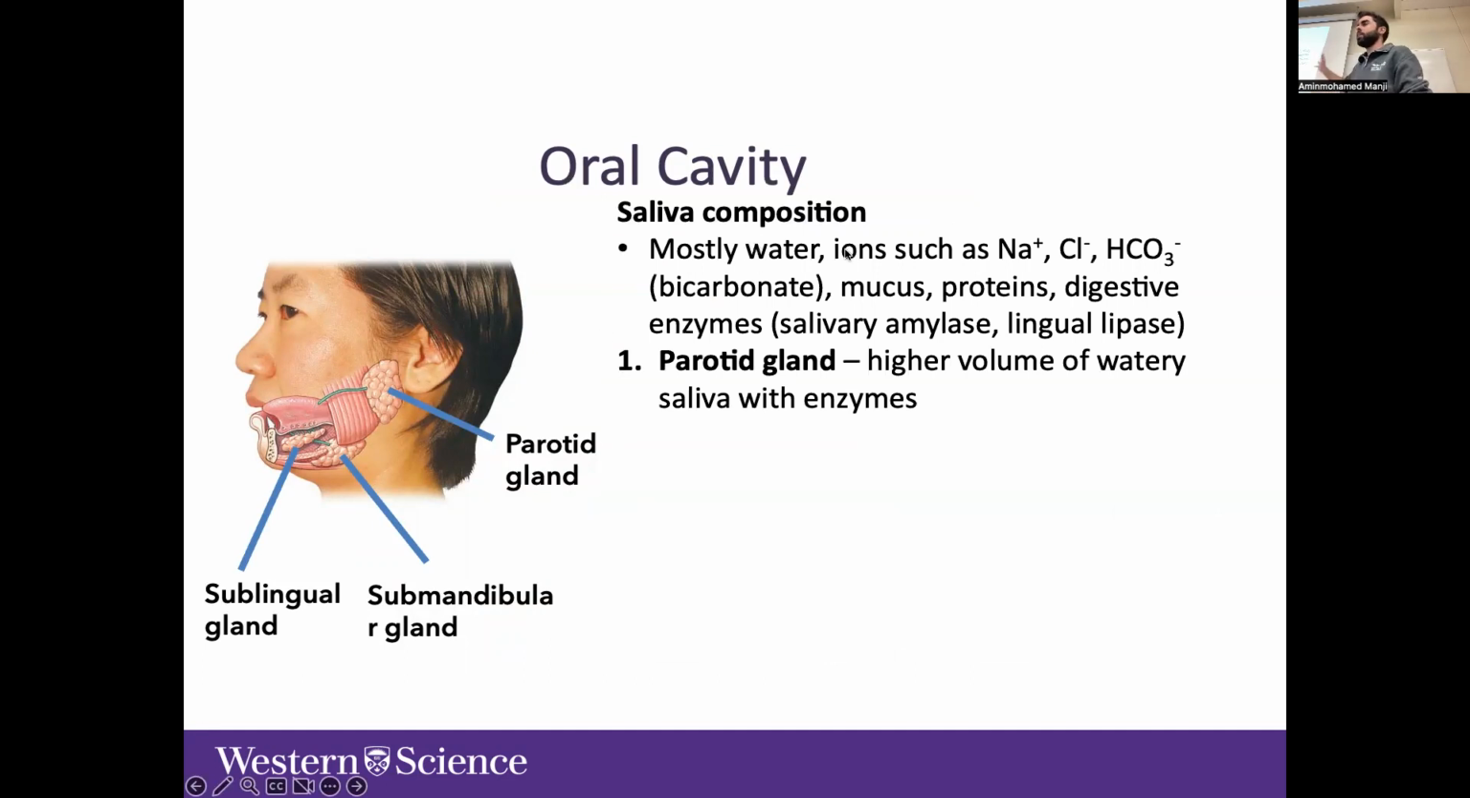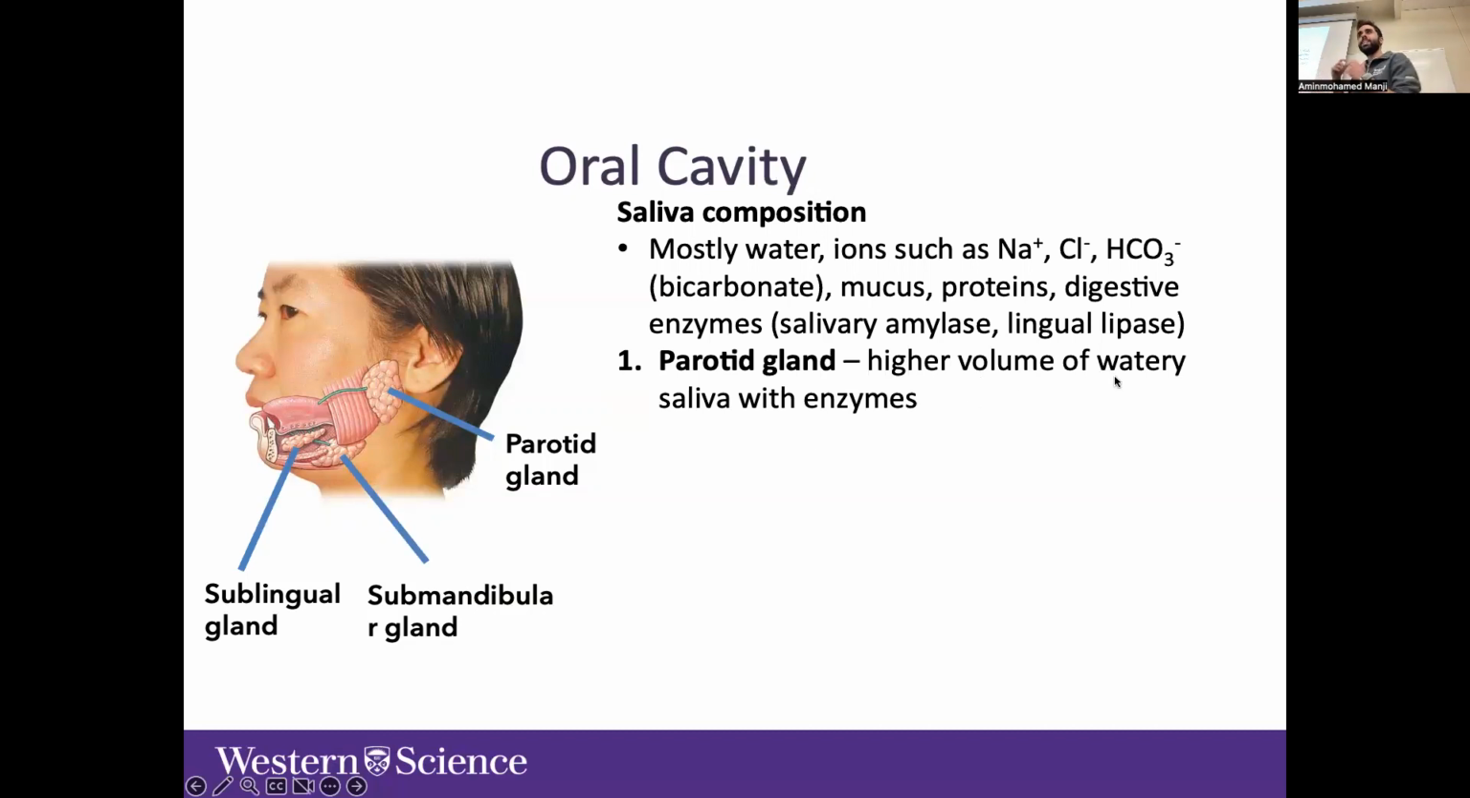So saliva contains a couple things, like water, ions, mucus, proteins. Enzymes is what we care about, especially for digestion. But here's the thing. Not all of your salivary glands are secreting enzymes. So when it comes to chemical digestion of the carbohydrates in your mouth, it's the parotid glands that play the major contributor role. They produce a very high volume of watery saliva and enzymes.